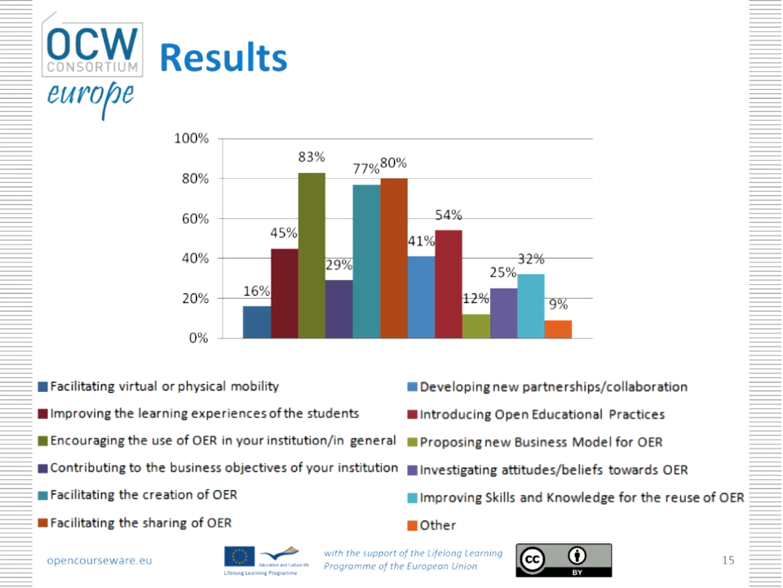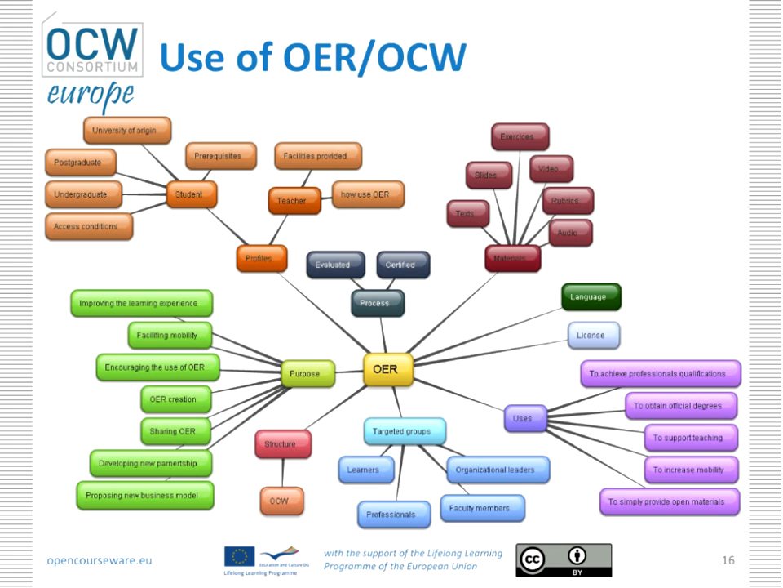If we look at the results, here you see why they are doing that. Facilitating virtual and physical mobility is only 16%, so not very high. Very high is to encourage the use of OER in your own institution, and also very high is to facilitate the creation of OER and facilitate the sharing of OER. And you see other reasons.